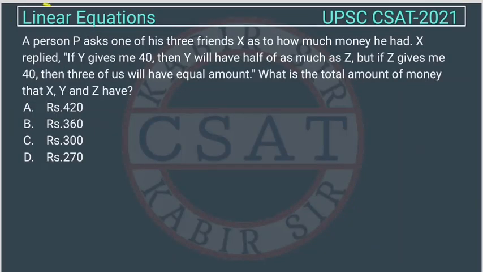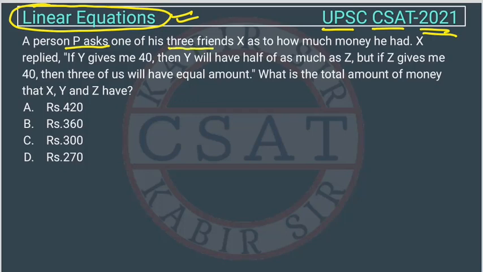This is a question from the chapter linear equation, right? This was asked in the UPSC CSAT paper of 2021. A person P asked one of his 3 friends, X, how much money he had.